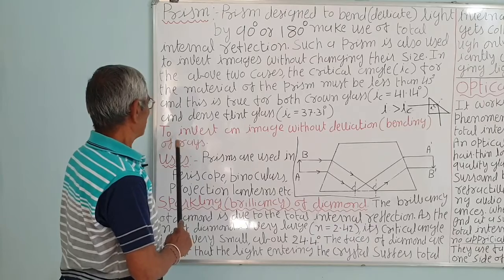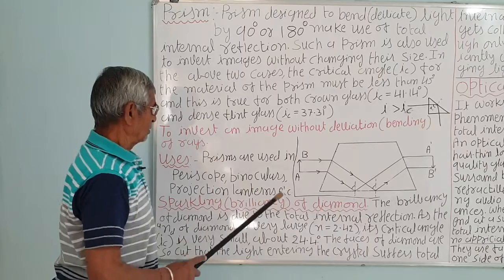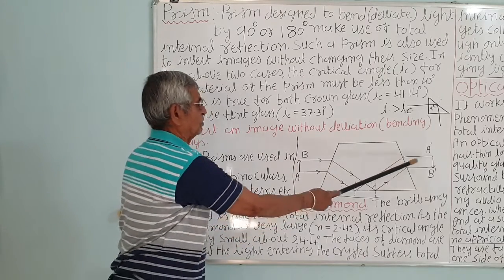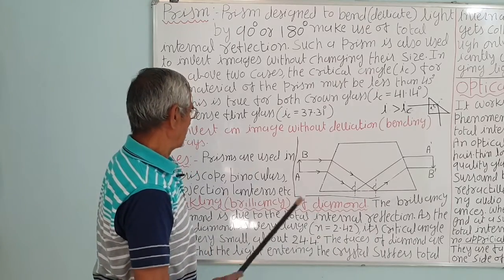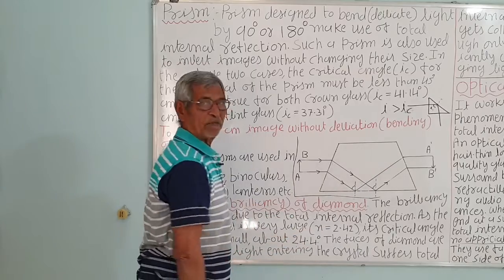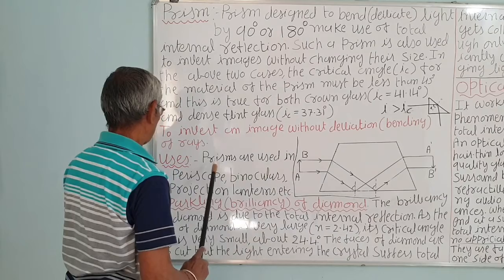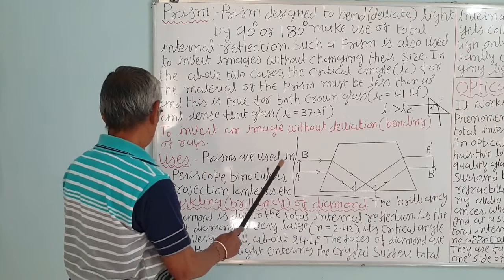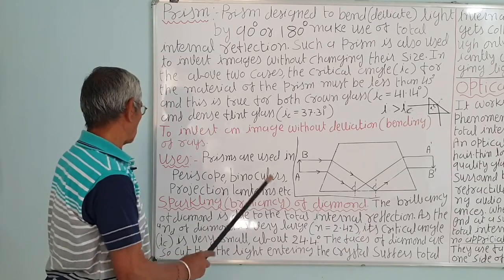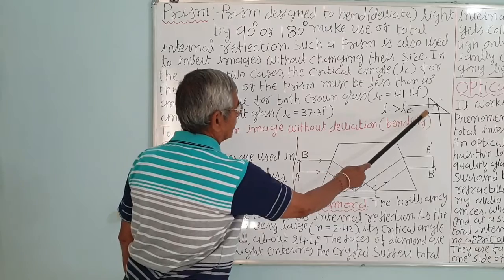Now, to invert an image without deviation, that is bending, the ray here bends, but finally goes out as a parallel. Correct? The image is inverted, but there is no bending finally. So this type of prism or trapezium is used in the periscope, binocular, projection lantern, etc. Correct? In the periscope, this type of prisms are used.